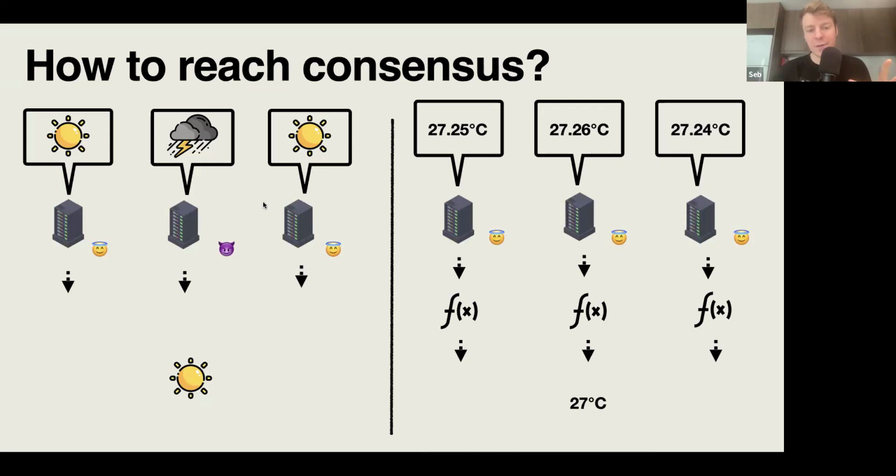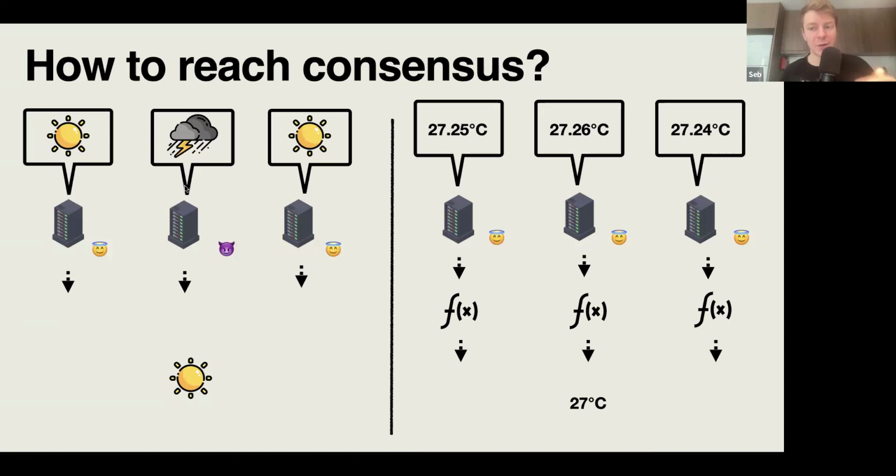So the first scenario that I want to talk about is a scenario where you have 3 nodes. You have 2 nodes that receive sunny weather and the other one receives a thunderstorm. Of course, in that scenario, the majority of the nodes would impose their response. So you would essentially see, from your developer perspective, the sunny weather.